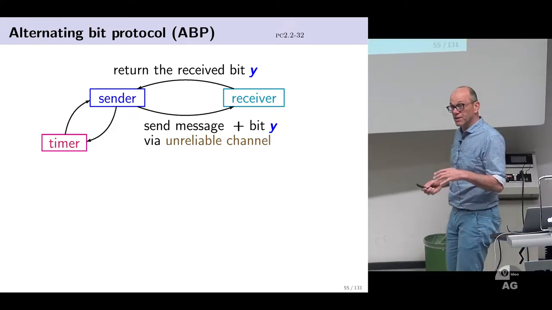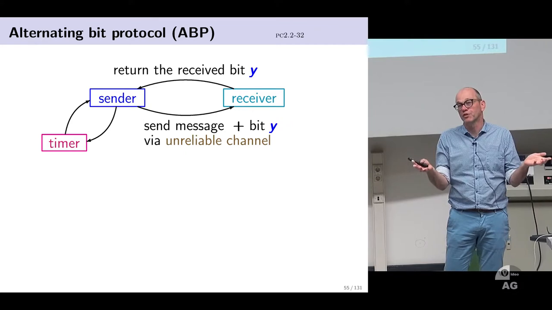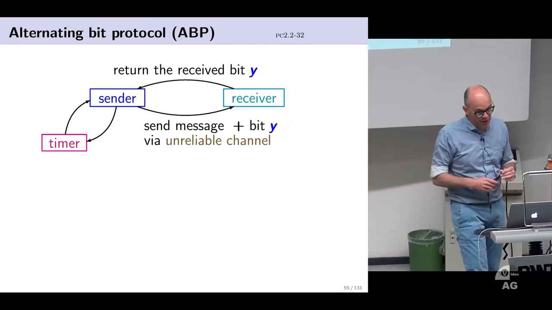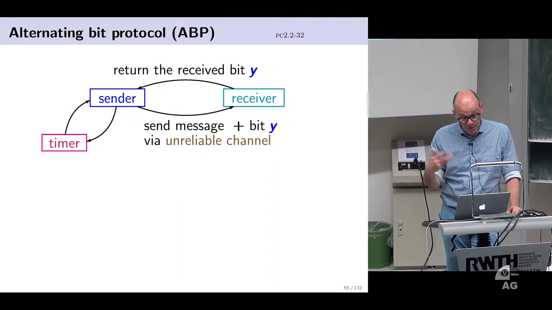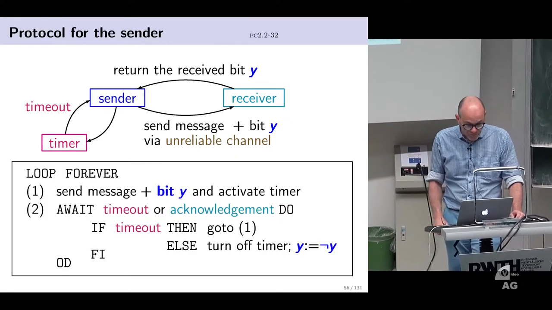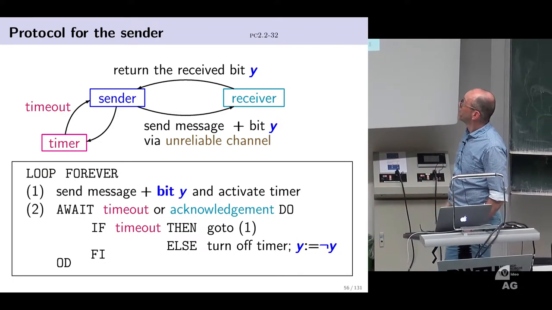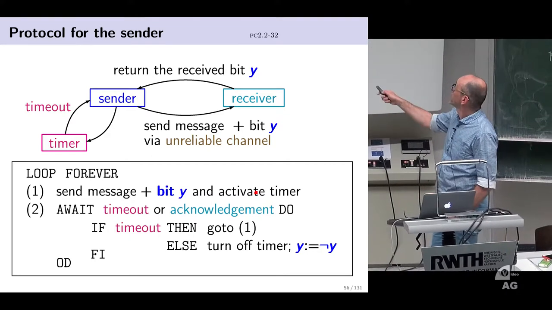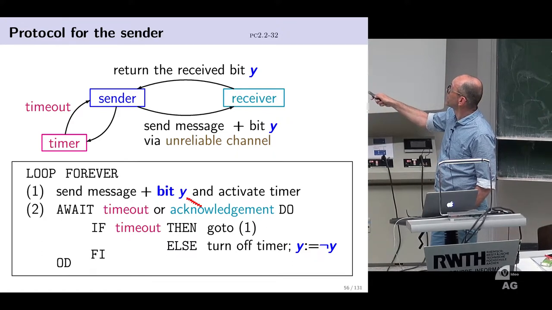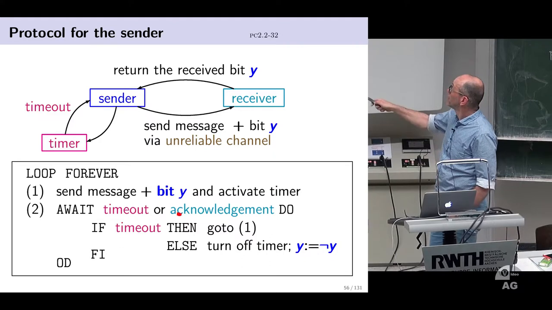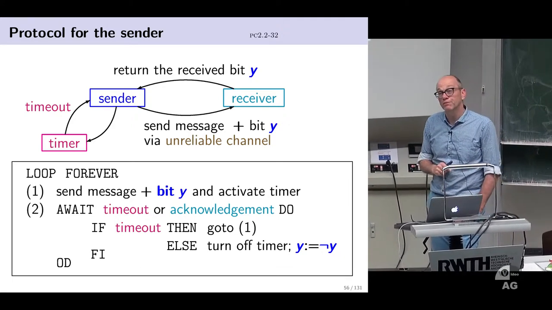Now, the only thing that we need to model is this kind of abstract timeout mechanism. I need to model when I'm waiting for an acknowledgement and I give up because I took too long. So I model this by means of an abstract process, which I call a timer. So we have three program graphs here, a sender, receiver, plus a timer. So basically, this is the rough description of the protocol. It's an infinite loop that basically sends a message plus a bit. You activate the timer. If a timeout occurs, then you resend the message with the same bit and you activate the timer again. If you receive an acknowledgement, then you turn off the timer and you toggle the bit. Y becomes not Y.